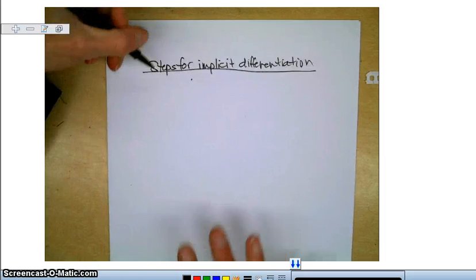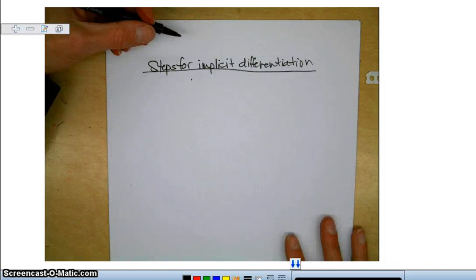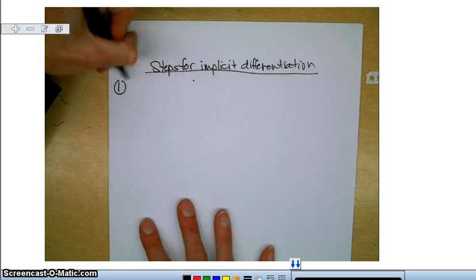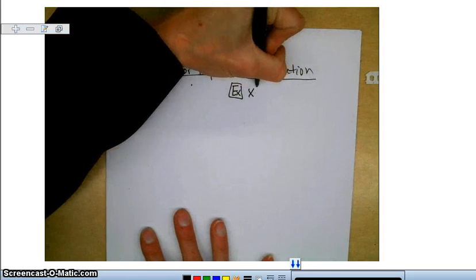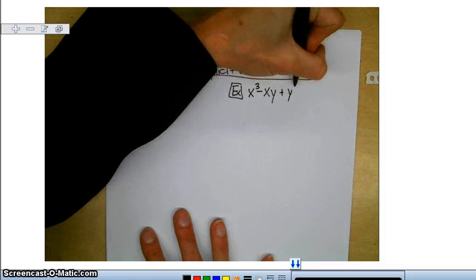Okay, and I'm going to try to write them and do an example at the same time. We'll see how that works. So I'll actually do that, well, I'm going to do a little simpler example. So here are my steps, step 1, and I'm going to do an example over to the side here. We'll be finding the derivative of x cubed minus xy plus y squared equals 4.